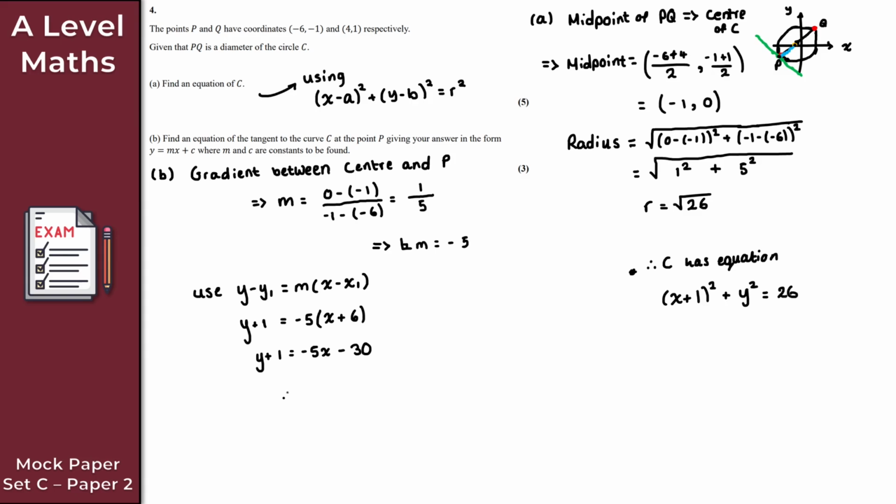And then finally, if we want it in the form y equals mx plus c, all I now need to do is subtract 1 from both sides. In that case, we obtain that y is equal to minus 5x, and then minus 30, minus 1, that gives us minus 31. And there we have it. So that gives the solution to part B and the solution to question 4.